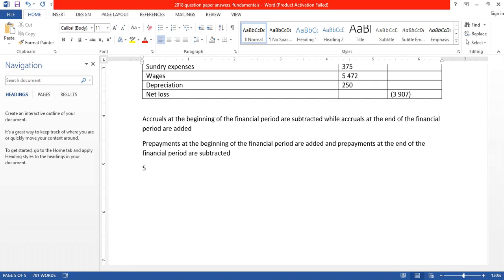So 5.2, just like any other statement or book that you record in accounting, the first thing that you need to do is write the heading of the book or of the statement. So that is the first thing that you always need to do.